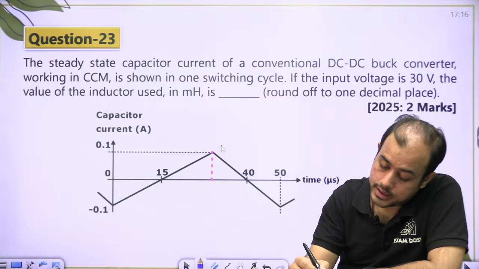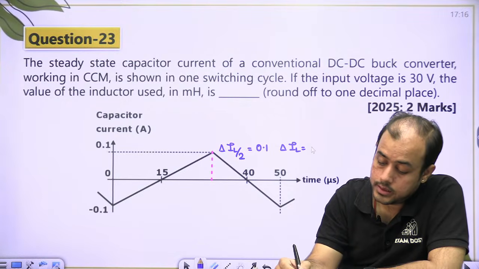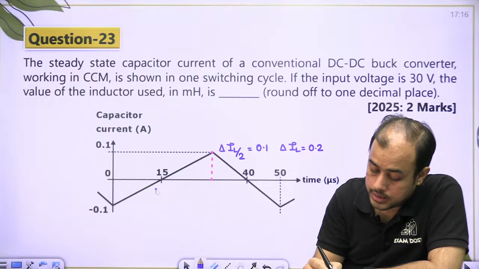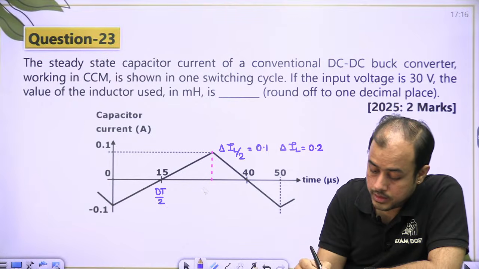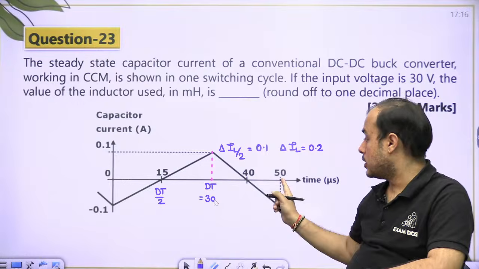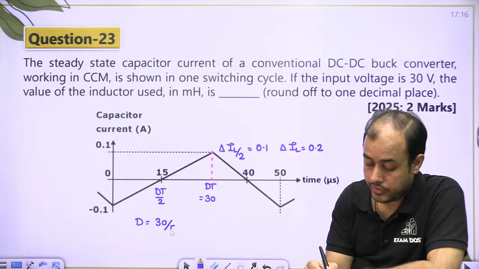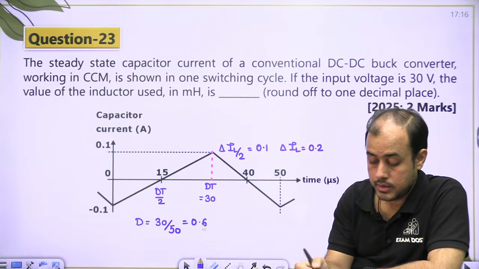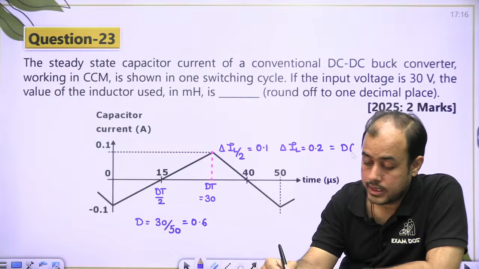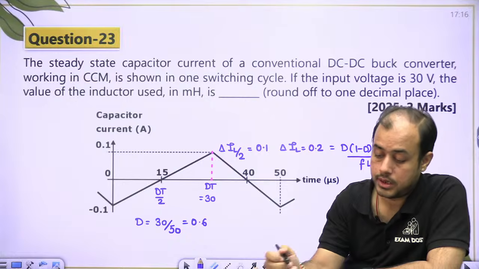देखो, this capacitor current peak, so delta IL is 0.2. This time is DT by 2. This is DT. That is 30. ठीक है. And this is midpoint of 30 and 50. So duty cycle is 30 by 50. And delta IL is D(1 minus D)Vs by FL.